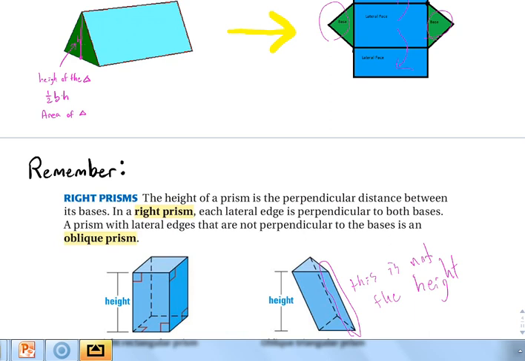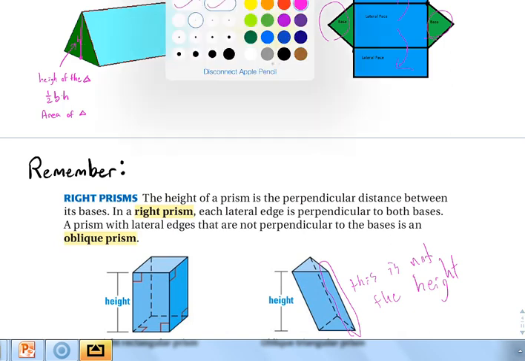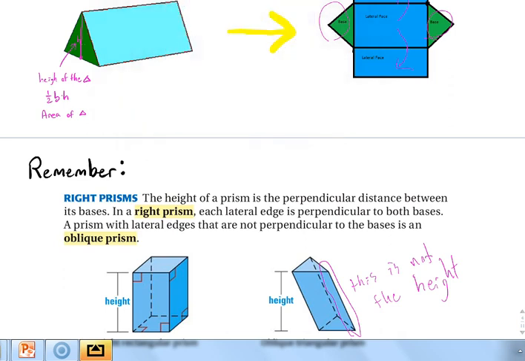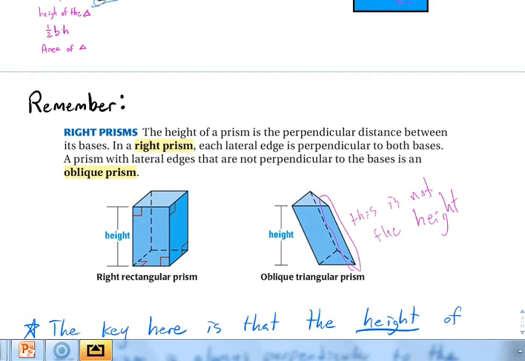The height of this prism, if I want to find the volume or the surface area of this prism, is from here to here, which is the same as from here to here. Assuming this is a right triangular prism, this would be the height of the prism. Now, if it was oblique, if it was slanted like down here, then that edge is not the height. You have to find this height that is perpendicular to the base, okay?